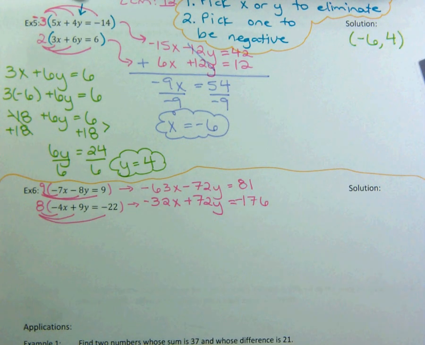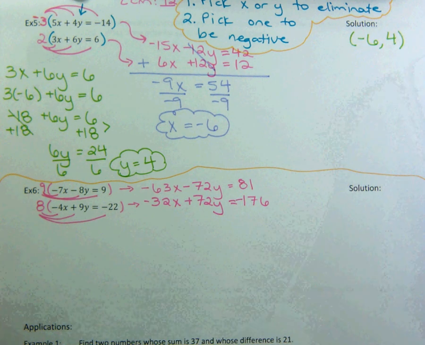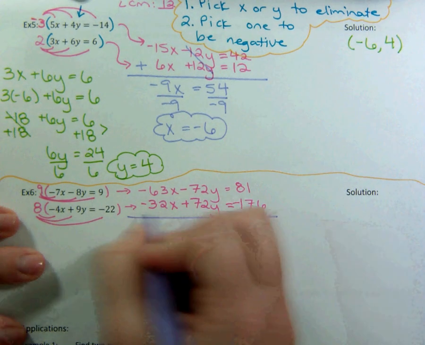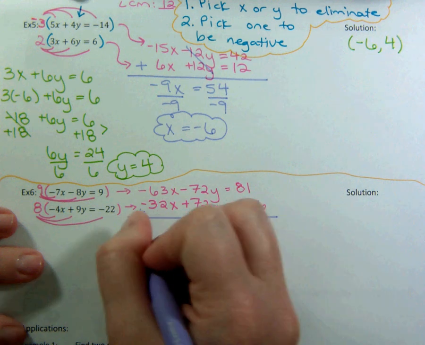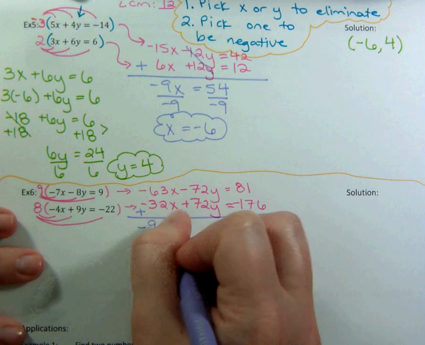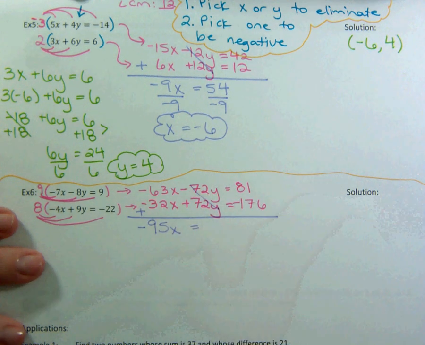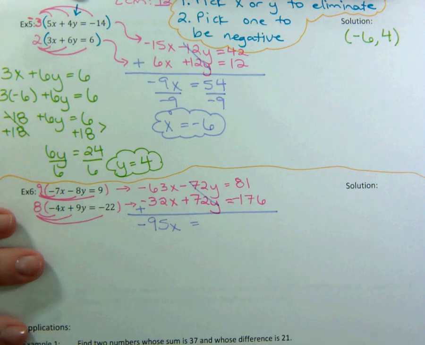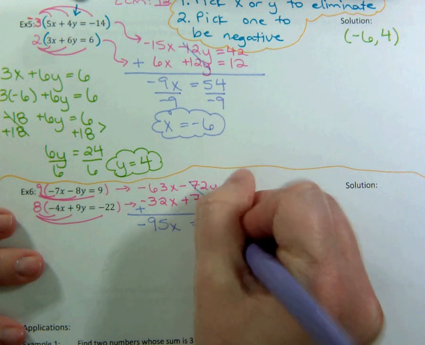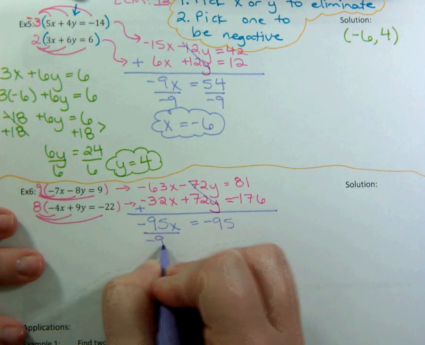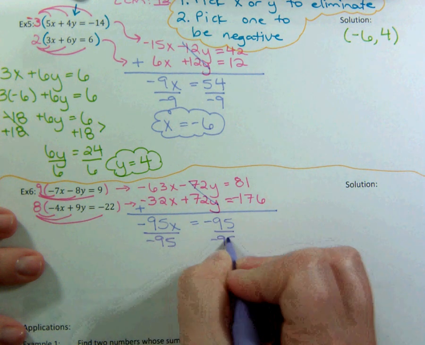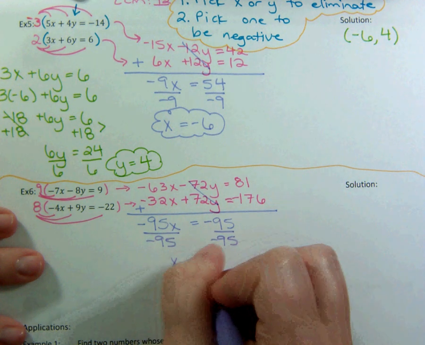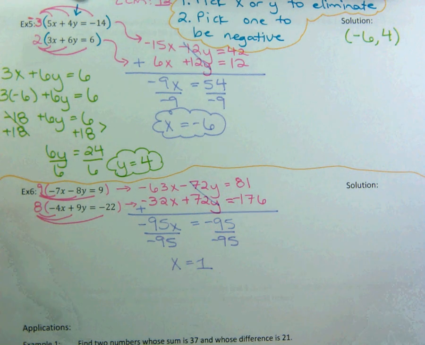So the entire equation gets multiplied. Now we're ready to stack and add. That's going to give me negative 95x. These are going to cancel. And then if I do 81 plus negative 176, that gives me negative 95. Divide both sides by the coefficient on x. And that will give me a positive 1. A very small number for very big numbers to work with.